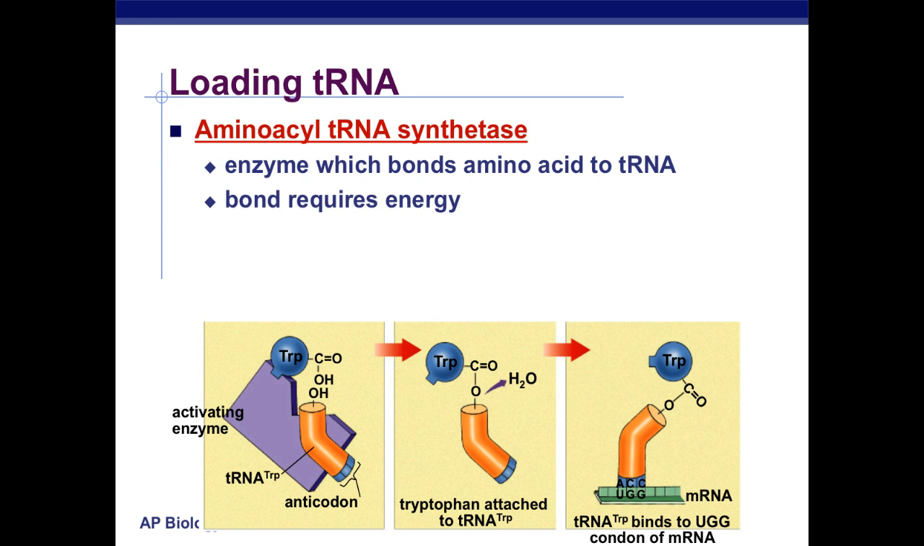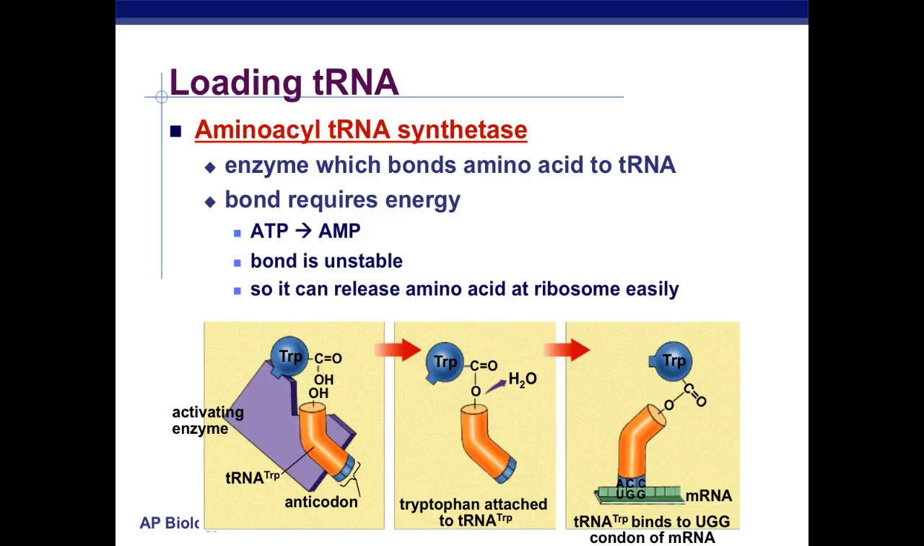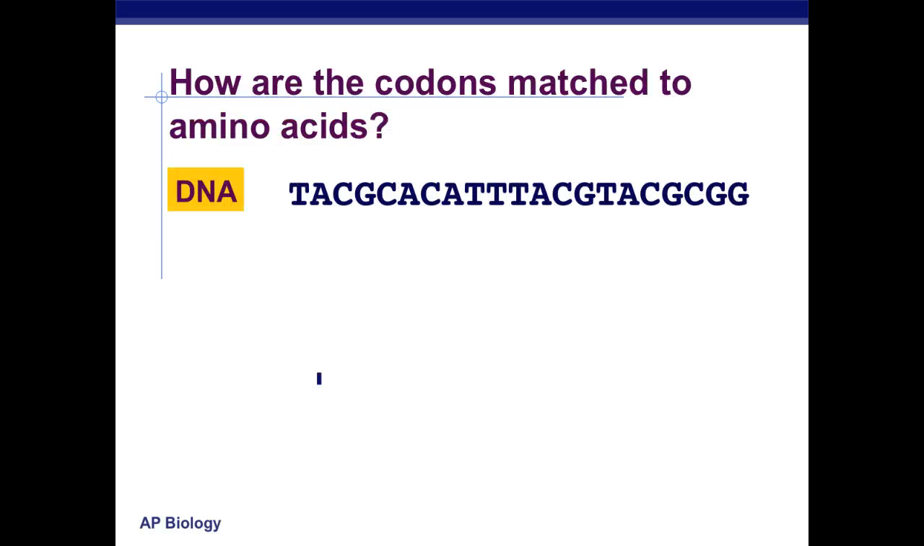So loading the tRNA, there's aminoacyl tRNA synthetase, which is an enzyme which binds amino acids to tRNA. The bond requires energy, so you go from an ATP to an AMP. So it's losing two phosphates to gain enough energy in order for the amino acid to attach. The bond is unstable, so it can release the amino acid at the ribosome easily.